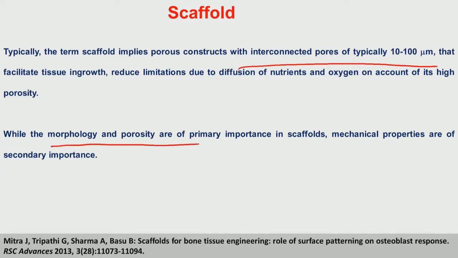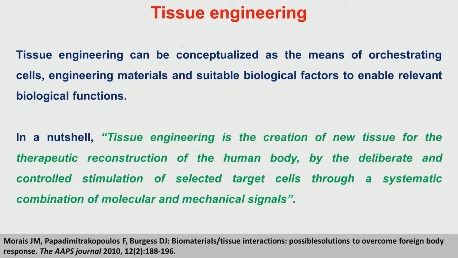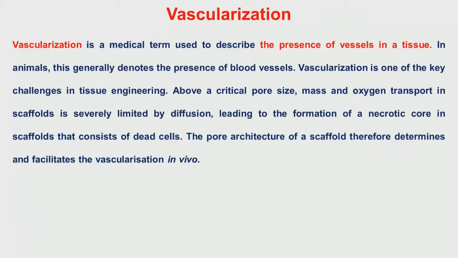So, the morphology and porosity are of primary importance in a scaffold, whereas mechanical properties are of secondary importance. As I said, since it is a 3-dimensional porous structure, think of cancellous bone. You remember that cancellous bone also has a very large porous structure, and cancellous bone is mechanically inferior to cortical bone. Similarly, since scaffolds are essentially 3-dimensional porous structures, scaffolds also have weaker mechanical properties. And these scaffolds are important in tissue engineering.